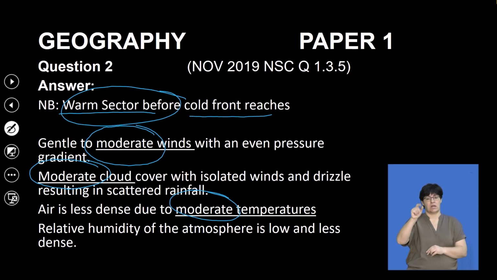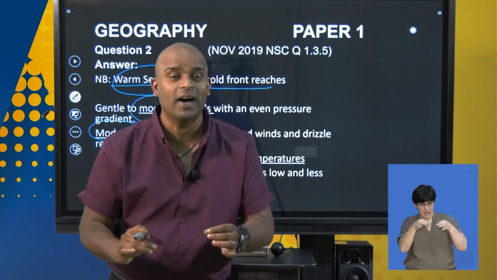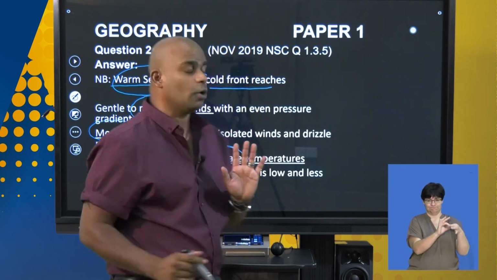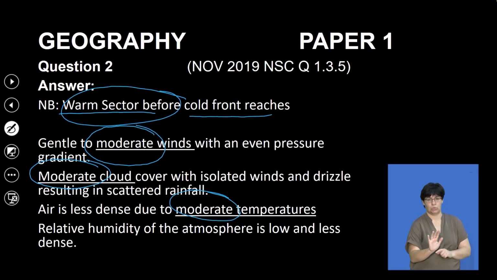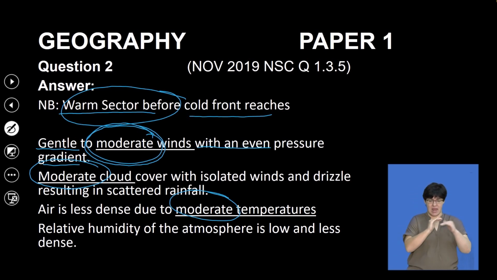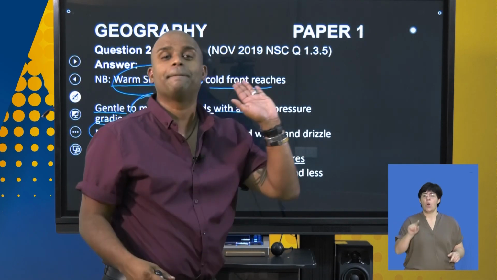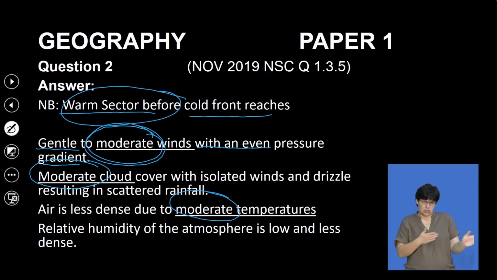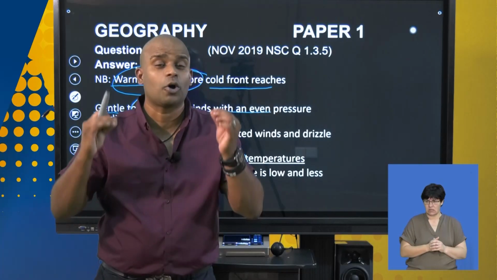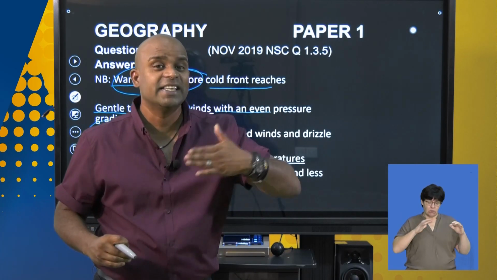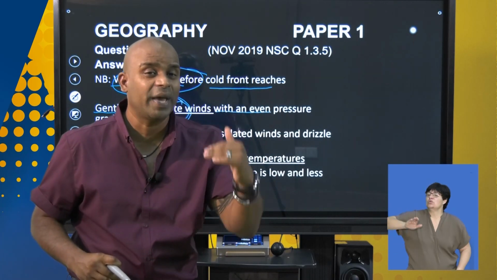We are qualifying the types of weather associated with an approaching cold front. So in this particular example, gentle to moderate winds with an even pressure gradient. What does this mean? The winds are not strong yet because the cold front is approaching, but the winds are moderate. Cloud cover is moderate. The cumulonimbus cloud of the cold front has not reached Cape Town. It is still approaching.